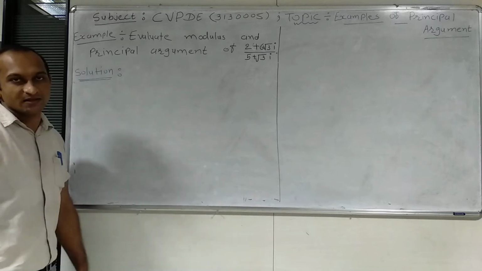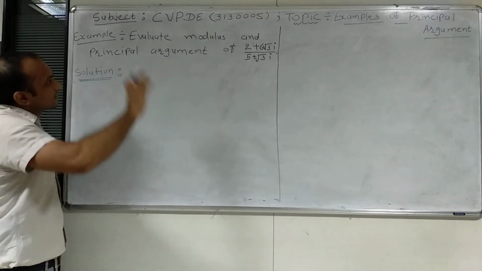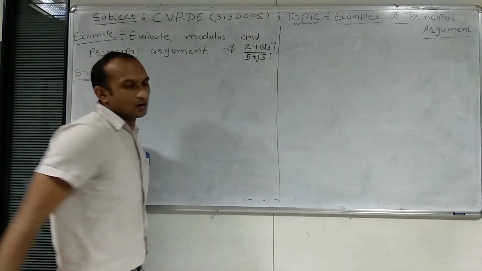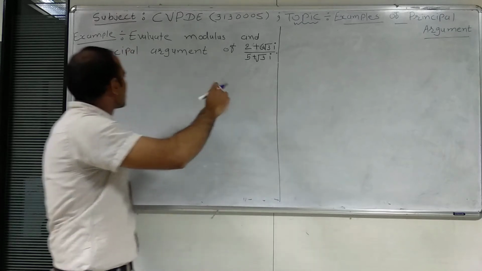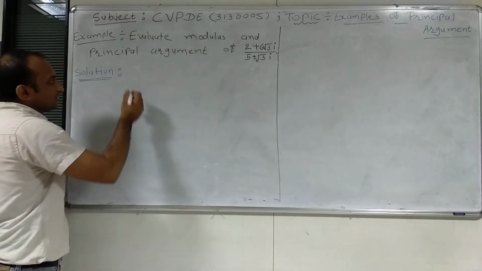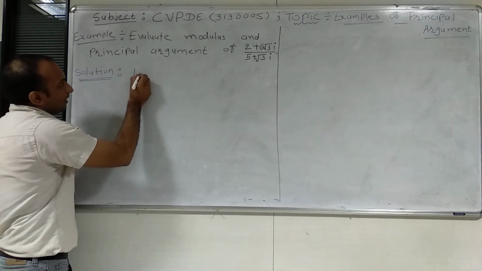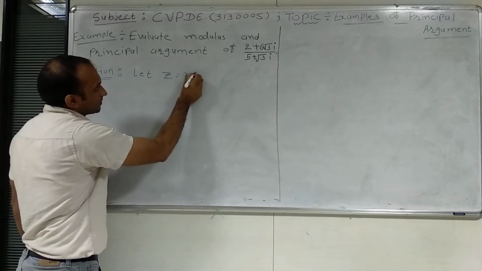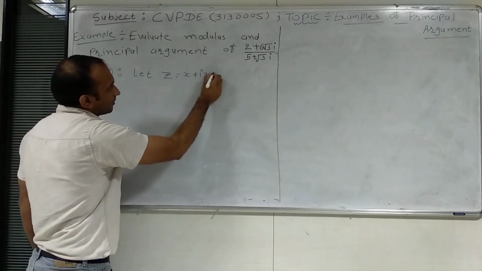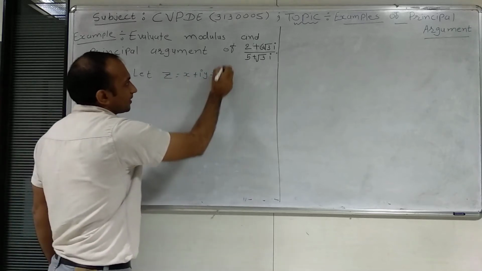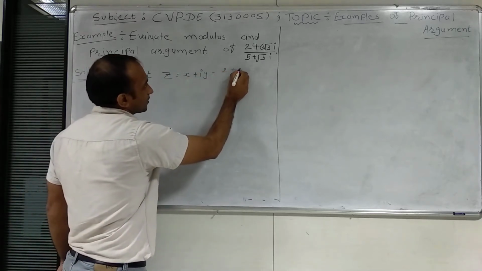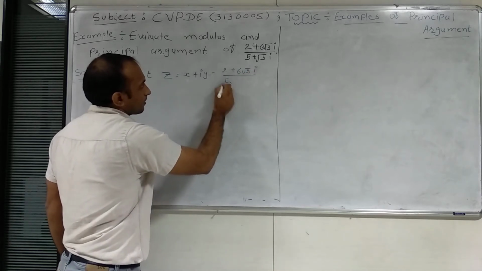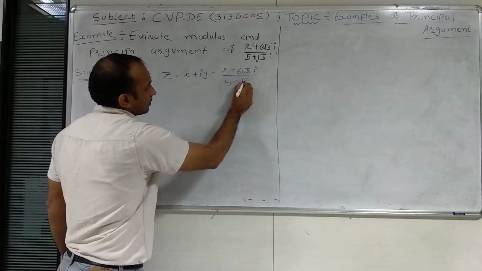So, our first example is to evaluate the modulus and principal argument of this complex number. This is a fraction of two complex numbers. So, first we convert it into a single complex number. Let z equal to x plus iy, where x is the real part and y is the imaginary part. This equals 2 plus 6 root 3 i upon 5 plus root 3 i.